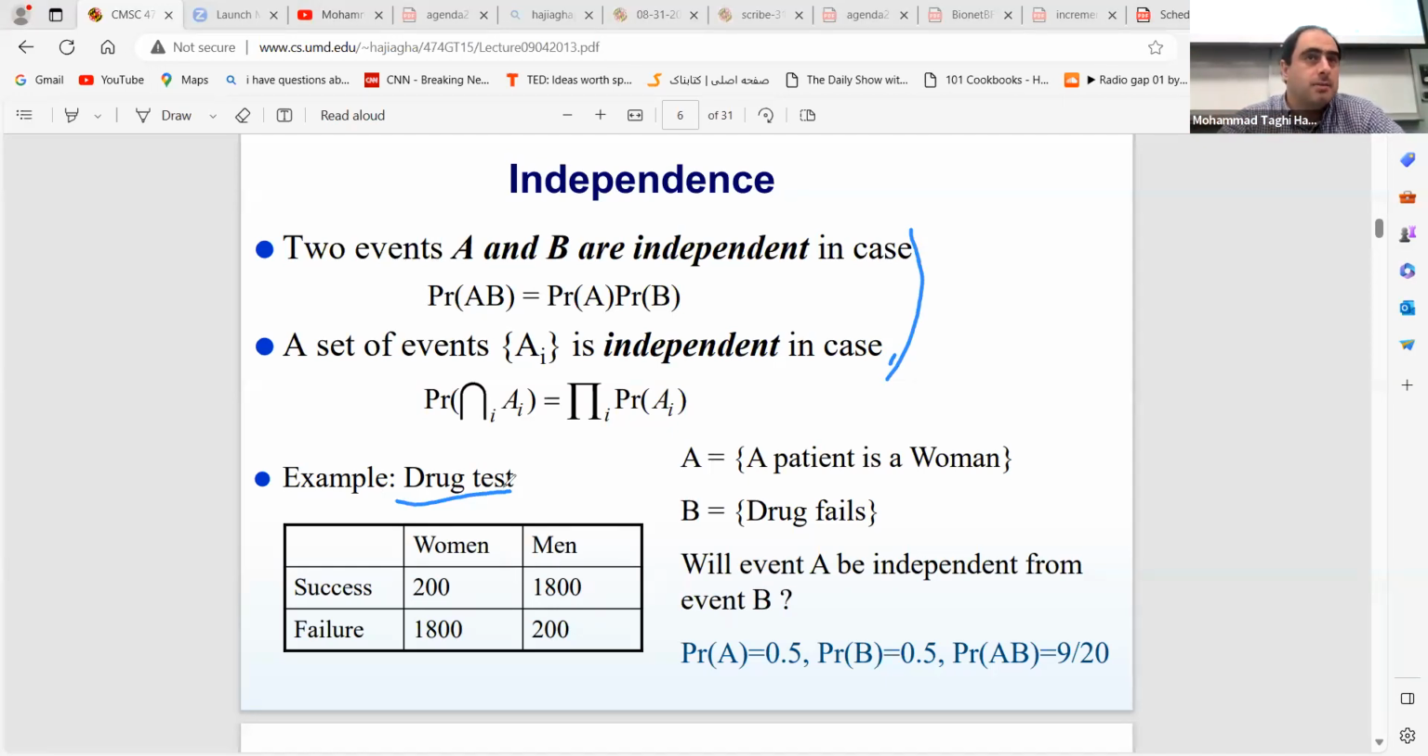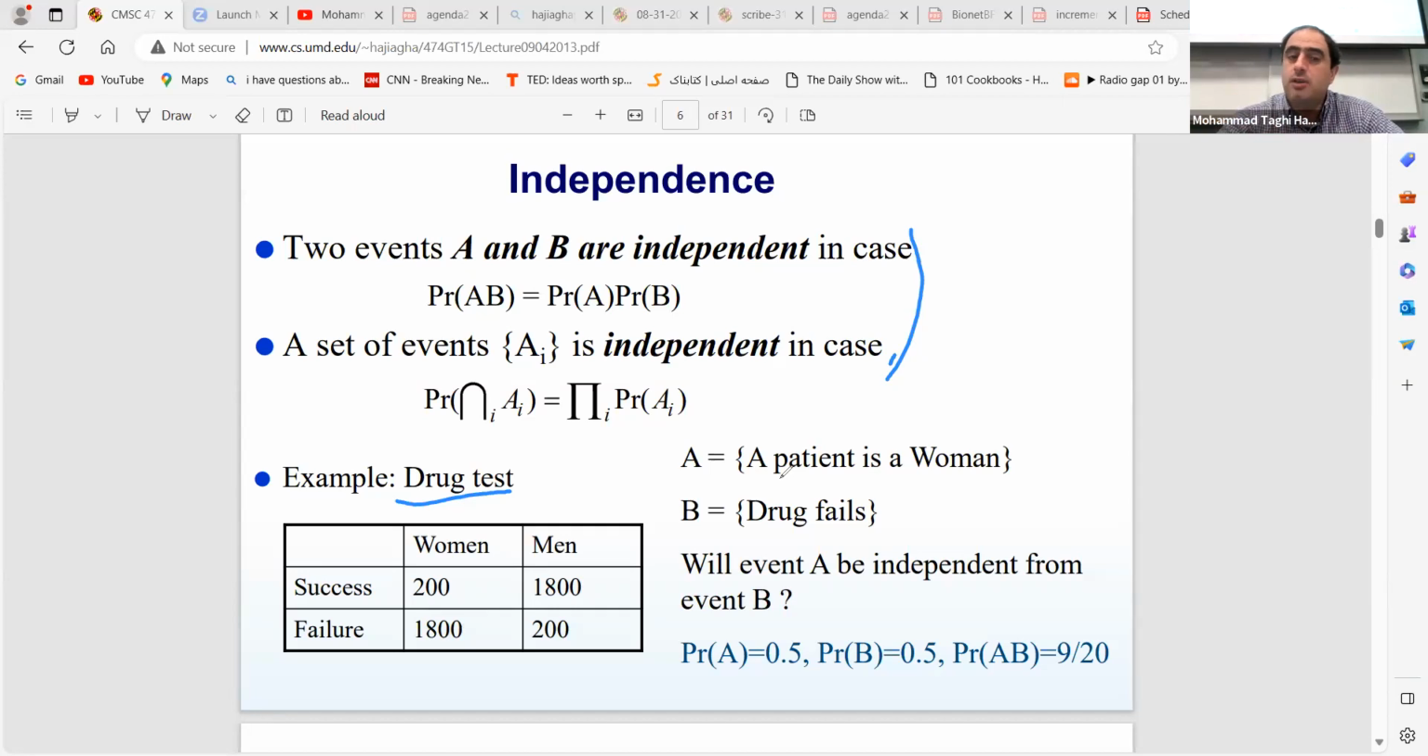There is some medical or pseudo-medical pharmaceutical company that has done some tests for some drug. They have tested success and failure on men versus women, and these are the sample sizes. For the success on women was 200, on men was 1800. And the failure naturally was more in women and less in men. It means that this was something that worked better for men.